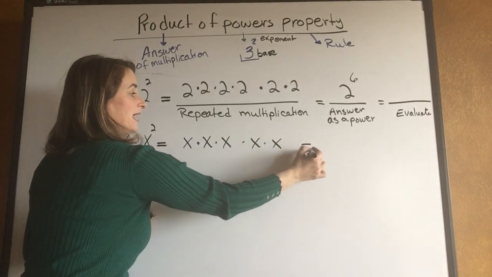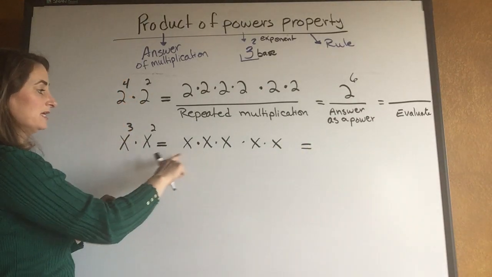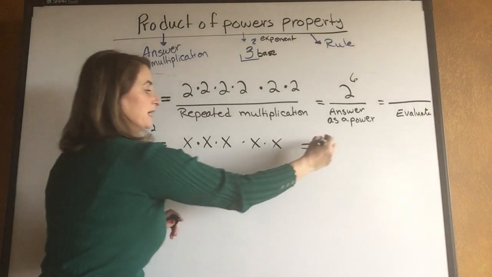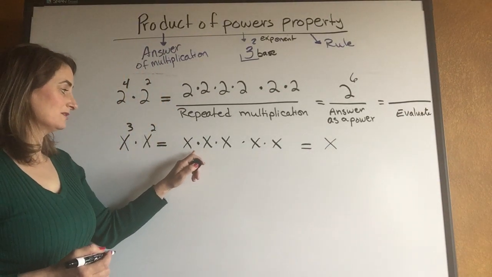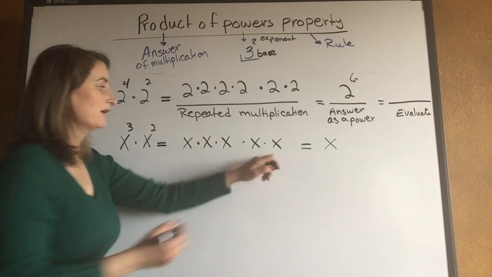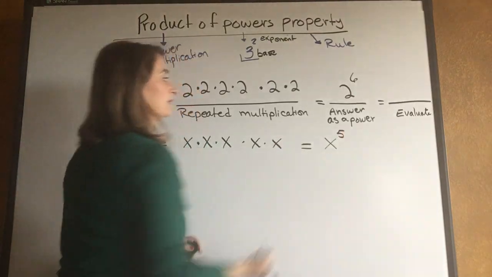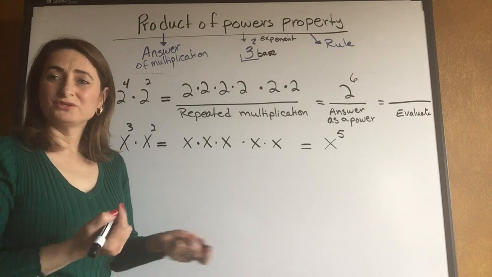Now write the answer as a power. That means I need to see a base and an exponent. The base is x, which is the factor that's being repeated. And the exponent is how many times the base is repeated: 1, 2, 3, 4, 5. 5 times.